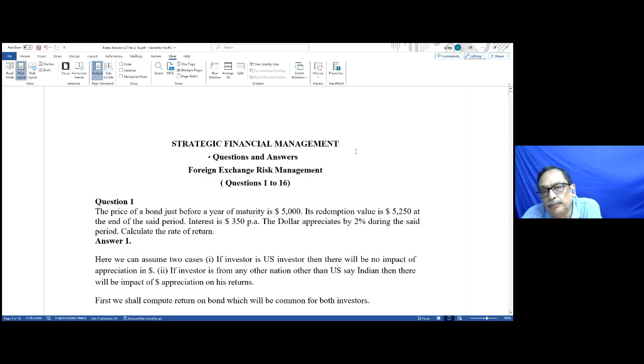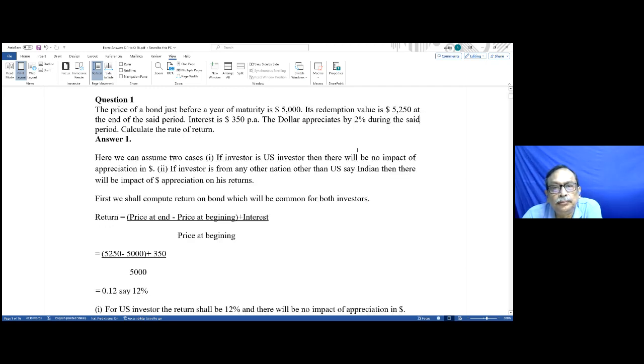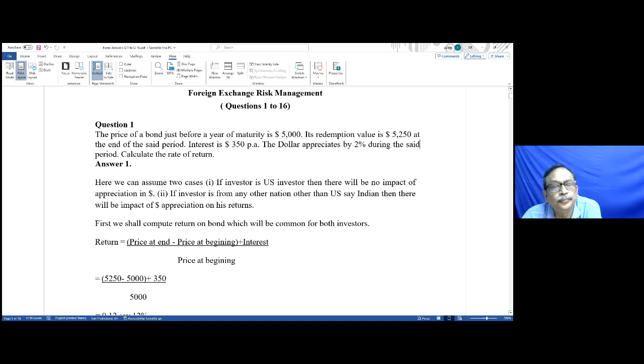We started with foreign exchange risk management in the last class, and we are going to discuss certain questions and answers so far as foreign exchange risk management is concerned. Now, please look into question number 1.